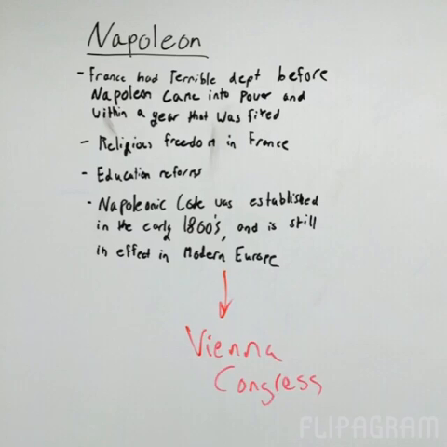He had more equality of taxes. That changed a lot of things. Religious freedom in France. Education reforms, the Lycée, that's France's public education. The Napoleonic Code was established, and a lot of these social, moral, and legal codes from the Napoleonic Code are still in place in France today. So that really affects modern Europe, right?